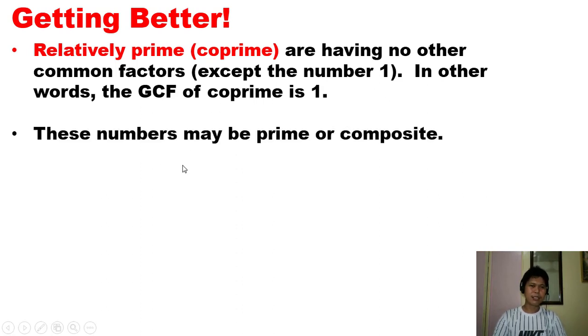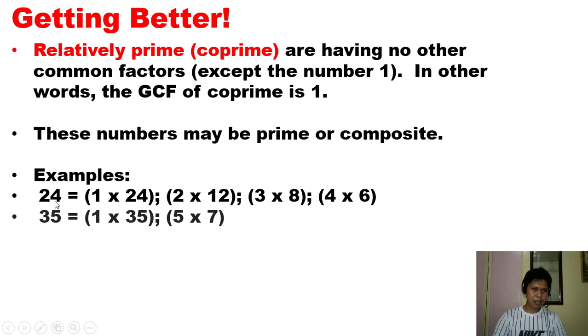Anong ibig sabihin nito? Okay, these numbers may be prime or composite. So, pwede silang prime or composite. Like for example, 24 and 35. Tingnan natin, ang factors ng 24, we have 1 times 24, 2 times 12, 3 times 8, 4 times 6. Yan lang ang mga factors niya. Ang 35 naman is we have 1 times 35 and 5 times 7. Kung pansinin nyo, ang common factor lang nila is 1. Ito rin yung GCF nila, ang 1.